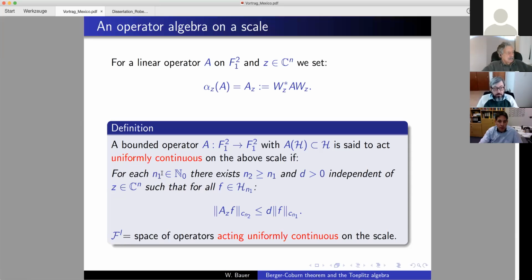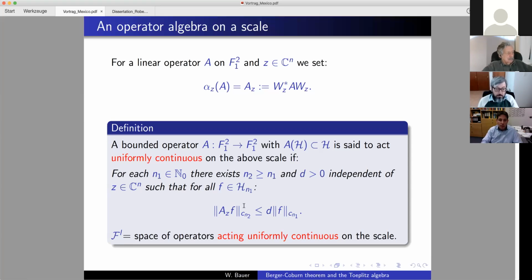if for some index n1 in N, I find some index n2, which is larger or equal to n1, and some constant D, which is independent of z in C^n, such that for all f in this space of analytic functions H_{n1}, I have this inequality here. So somehow this operator acts from one of these spaces H_{n1} to another space H_{n2} in a uniform way, in the sense that it is uniform for all z. So they act nicely on this scale of Banach spaces.